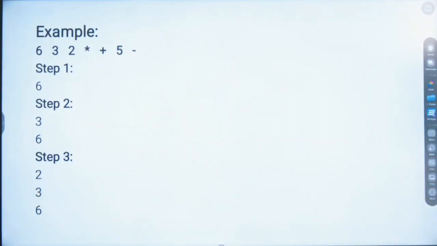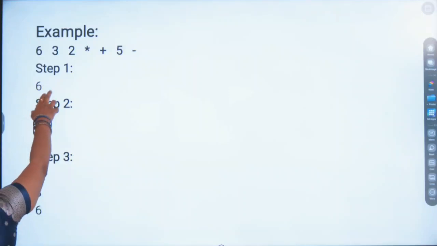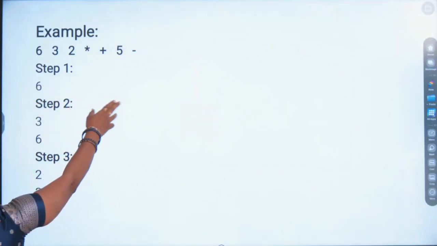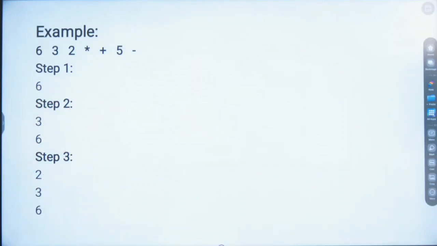So this is an example for evaluation of postfix: 6, 3, 2, asterisk, plus, 5 and minus. In step 1, the first thing is you have to evaluate the expression from left to right. If the symbol is an operand, as here in the given example where the first symbol is an operand, you have to push it onto the stack.